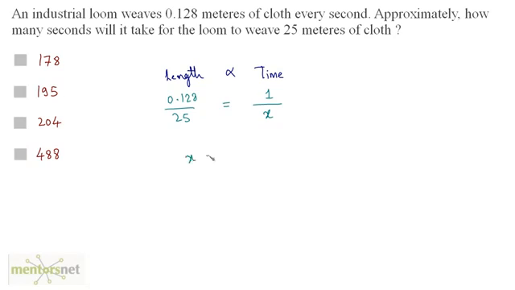So X is equal to 1 times 25 by 0.128. So this is equal to 25,000 divided by 128, and that will be equal to 195 point something, right? So the approximate time it takes for this loom to weave 25 meters is 195 seconds.